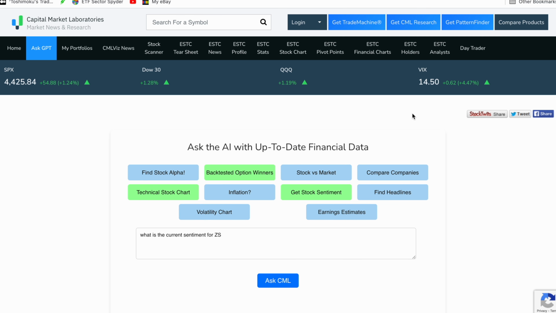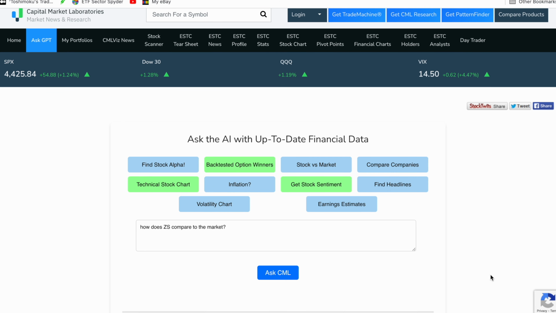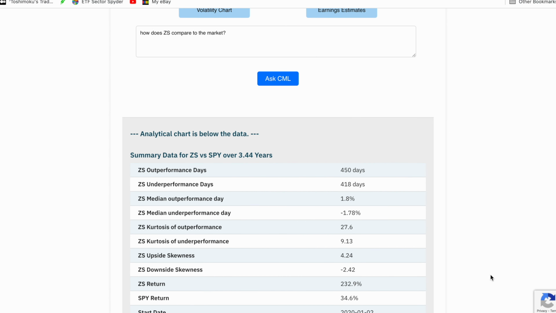So let's keep going. The next thing we're going to do is ask this tool how the returns compare to the broad market. How does ZS compare to the market? And let's ask that. This is going to spit out different statistical measurements like skewness and kurtosis, which is a measure of the fatness of the tails of a probability distribution. So let us look here.